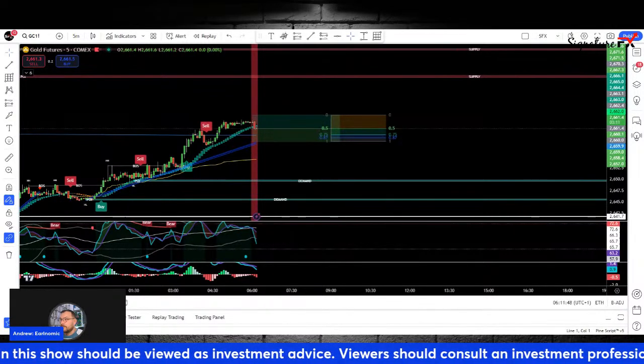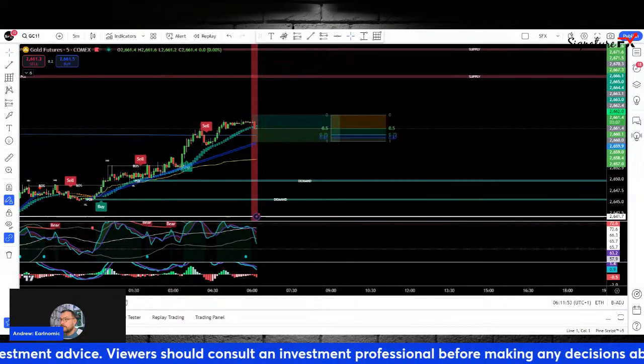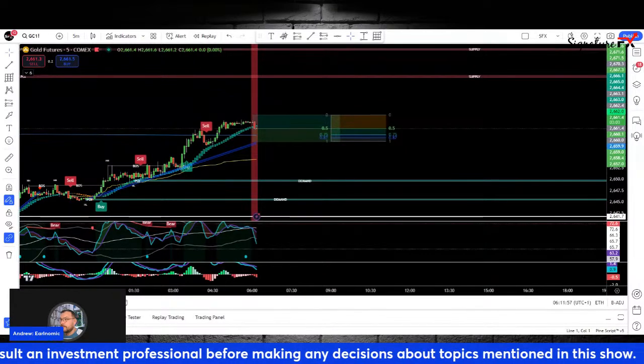We seem to have hit some resistance, and yeah, we seem to be having a pullback here. Quite interested if the price will get down to that trend line.